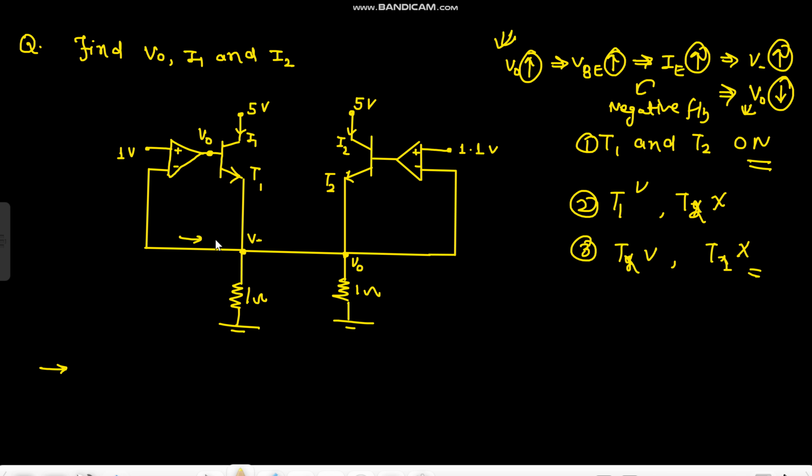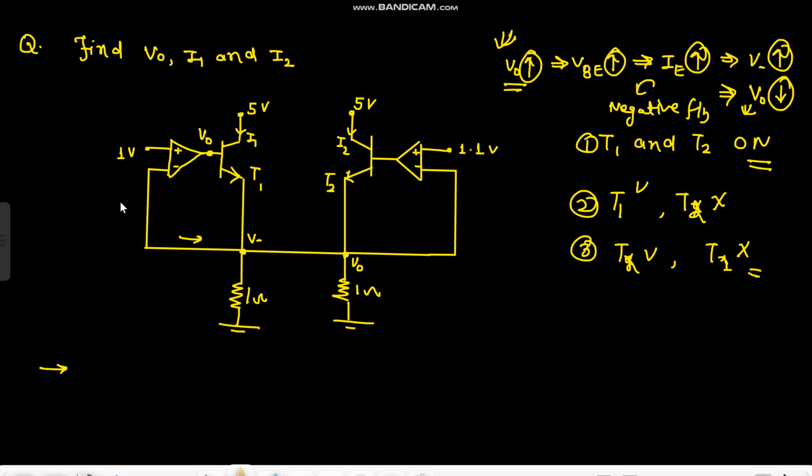So first we need to check. This is the question that will be asked in an interview, not in a written test. What I feel is, in an interview you need to tell the interviewer all these stuffs, then only it would be helpful. So you say V naught increasing, then VB increases, IE increases, V negative increases, then V naught goes down. So if we are increasing V naught, it is eventually going down. So this is negative feedback.